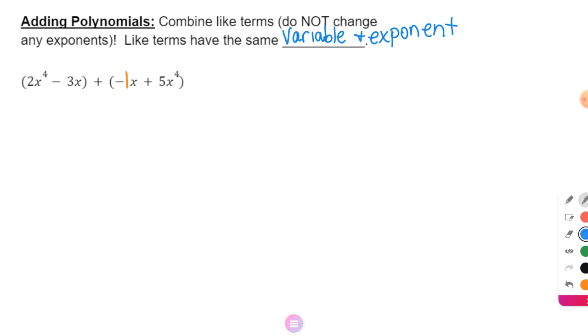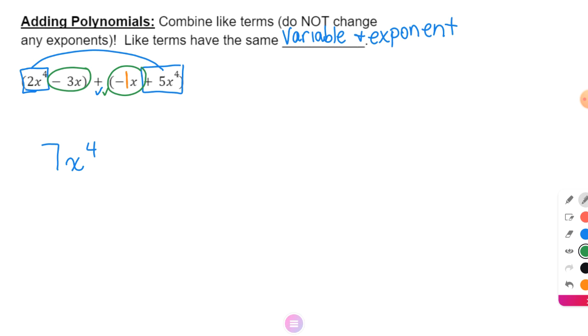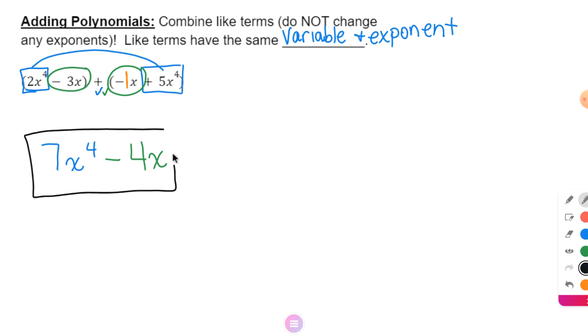Okay, so let's see. I'm going to start with my x to the 4th, because that's my highest exponent. So I've got 2x to the 4th plus 5x to the 4th. Well, 2 plus 5 is 7, so I now have 7x to the 4th. And then I've got negative 3x plus negative 1x, so negative 3 plus negative 1 is negative 4, so negative 4x. Okay, that's in standard form because I'm starting with the x to the 4th and then moving down to the x term, so I'm done.